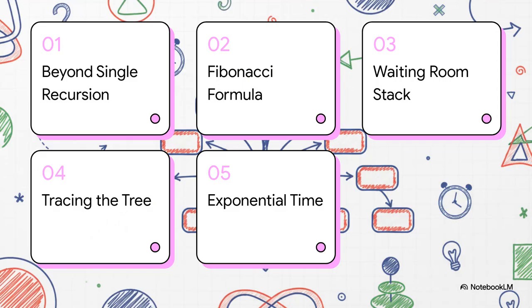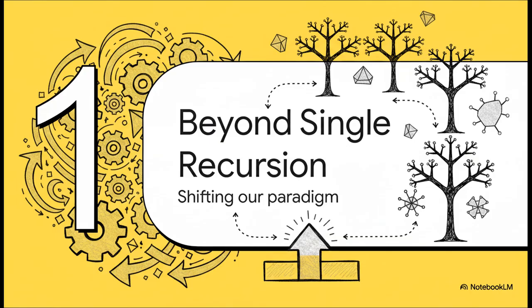To keep us from getting lost in the weeds, here's our really quick roadmap for today's explainer. Beyond single recursion, the Fibonacci formula, the waiting room stack, tracing the recursion tree, and finally, exponential time complexity. Let's get to it. Section 1.